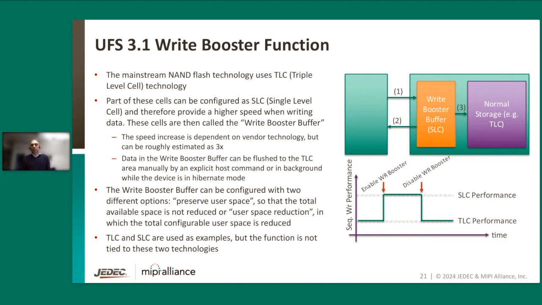Basically, there are two flavors that you can use here, which is a preserve user space, in which this buffer is dynamically changed according to how much TLC is left for the main storage, or a user space reduction, in which you basically say, okay, this is some amount of memory that I want to preserve in my SLC mode. Basically this means that the total amount of memory that the user sees is a little bit lower, because if you have 3 gigabytes of TLC, you will then reduce them to 1 gigabyte of SLC, because you can store less data.